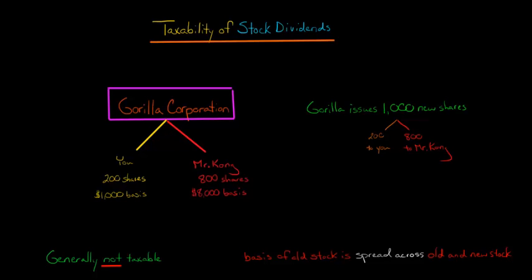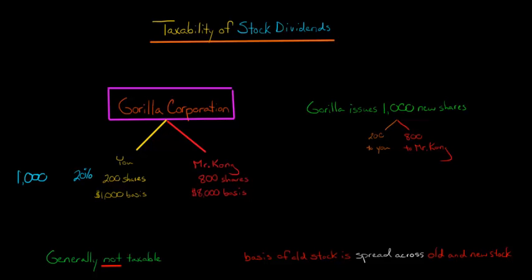In this video, we're going to talk about the taxability of stock dividends. So let's say that you own 200 shares of stock in Gorilla Corporation and that Mr. Kong owns 800 shares. So combined, you own 1,000 shares. So that means that you have 200 shares out of 1,000. That means you own 20% of the company. Let's just say this is all common shares.